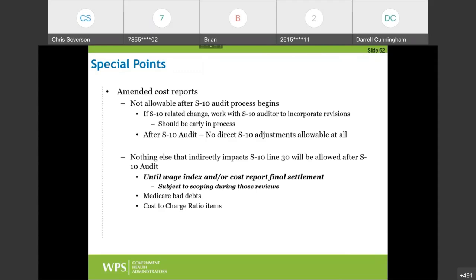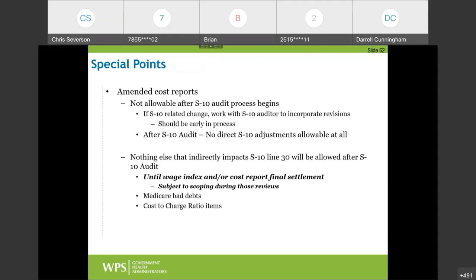In discussions with MACs and CMS, we've decided for these situations with S-10, it introduces far too much risk and far too much rework to allow these amended cost reports to come in after we've already started the S-10. So if there is an S-10 related change, like you're updating charity care or the total bad debt number, this is something that you should work with your S-10 auditor to incorporate.